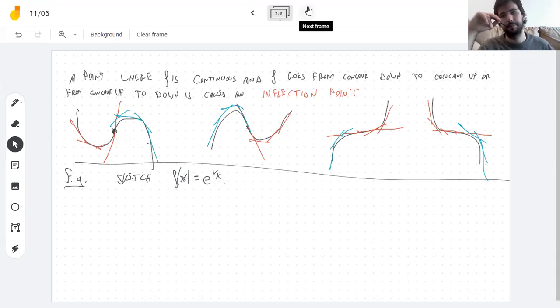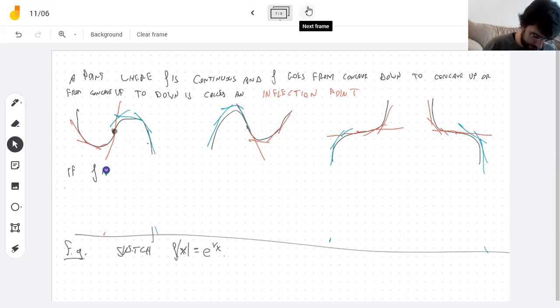Oh, I'm not going to finish this, am I? Oh, I should say, if f has two derivatives, then f prime changes signs, so it's probably going to be zero.